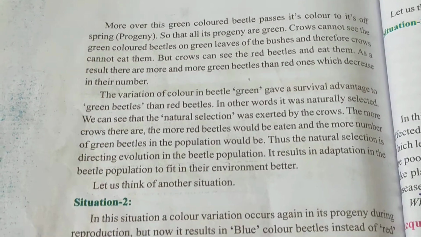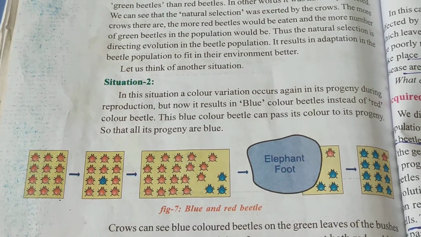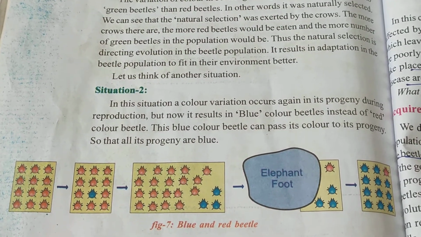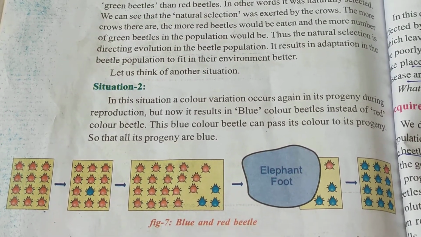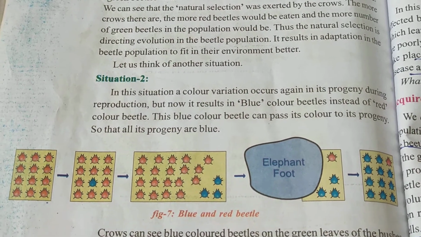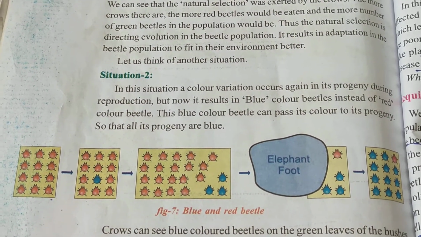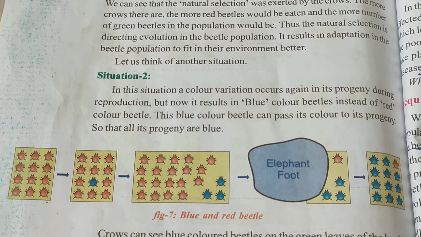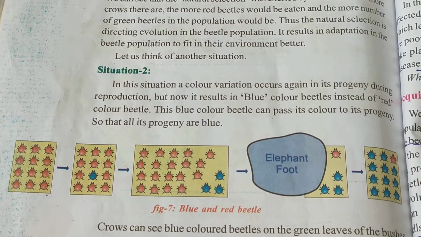And in the second situation, one more assumption, instead of green color, you can see blue colored beetles, and gradually these blue colored beetles will survive. Actually both colors will be eaten by the crow, because both colors are very distinct on the green color. So like that it has happened.